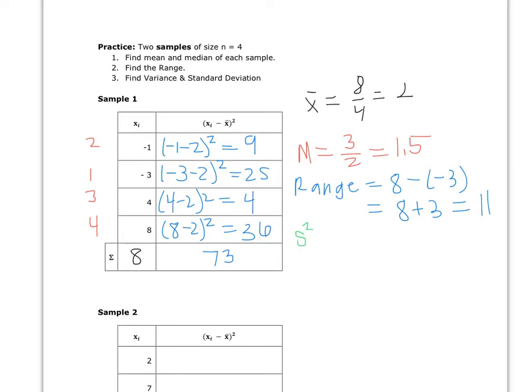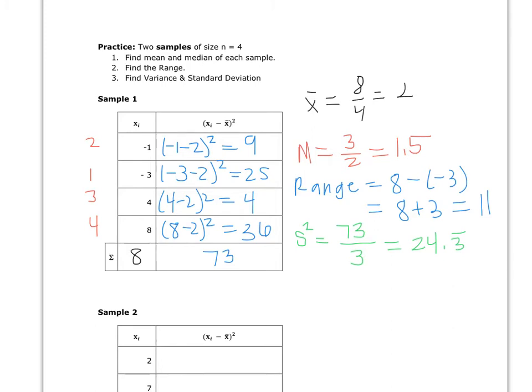S squared, that's our sample variance. All right, we're going to take the sum of those squared deviations, 73, and divide by the sample size minus 1. So 73 over 3. You get 24 repeating 3.